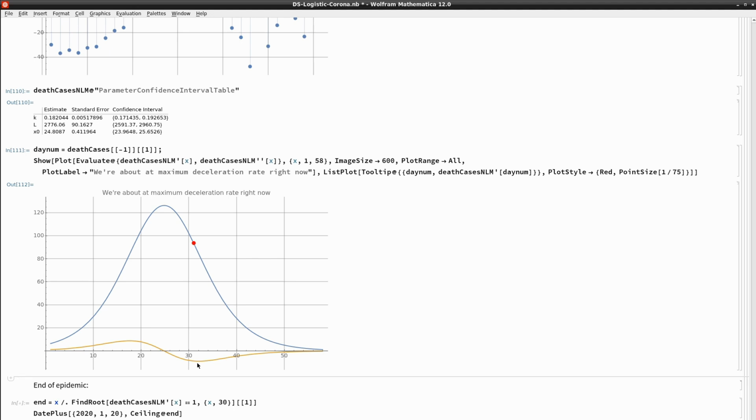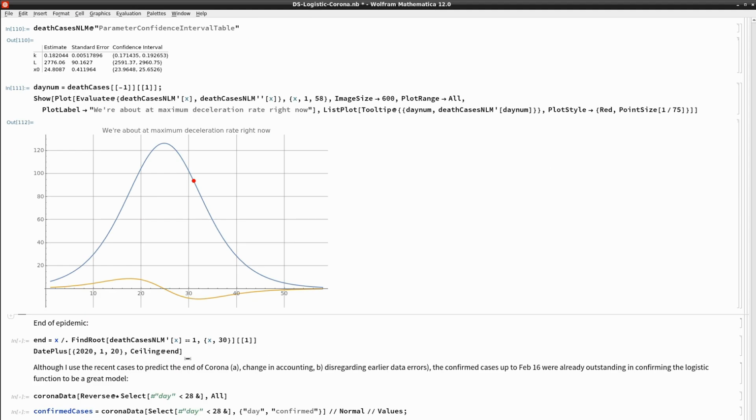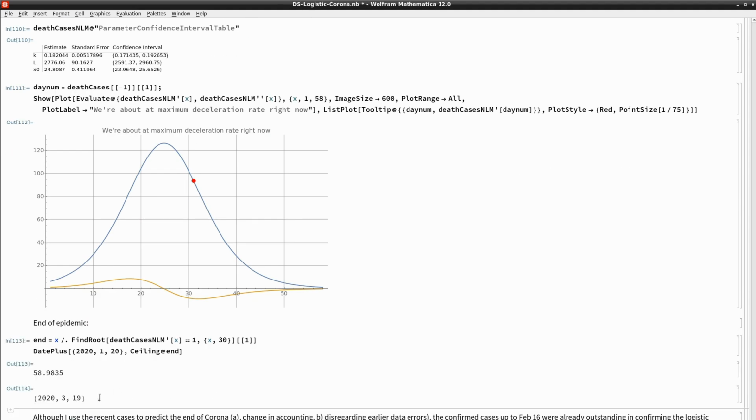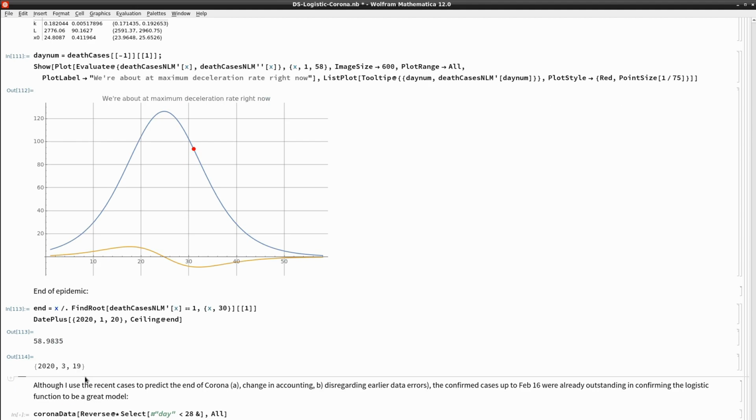We can see that pretty clearly that the last data point is where our model has a minimum in the first derivative. And that brings me to an end of the epidemic for March 19. So fairly consistent to what I showed earlier. It's now on day 59.